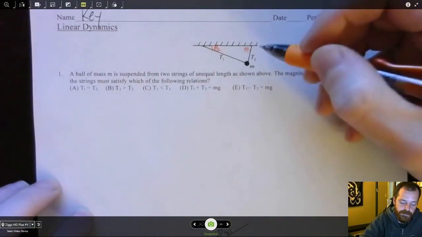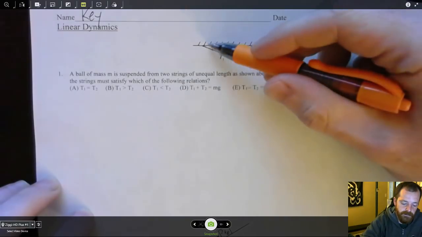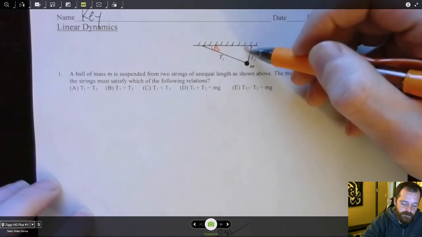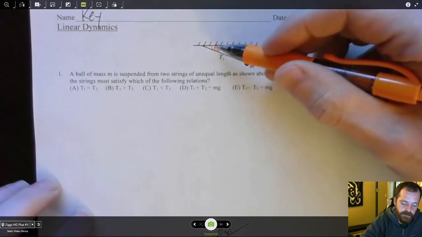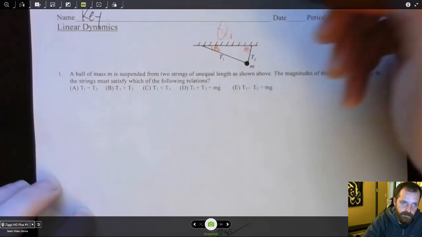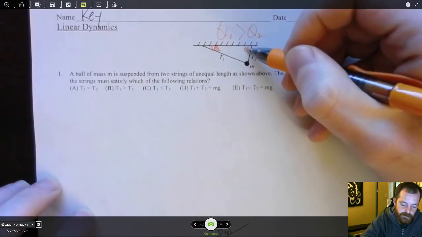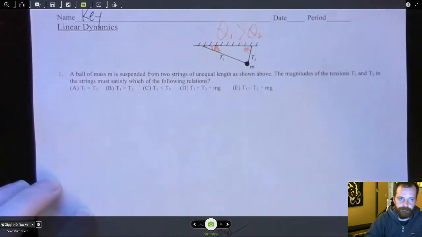Now, what you'll notice here is that this rope is hanging at a much steeper angle than this rope. So this angle, theta 1, is larger than the second angle. So I'm going to label that here: theta 1 is greater than theta 2. So this is a steeper angle than that.